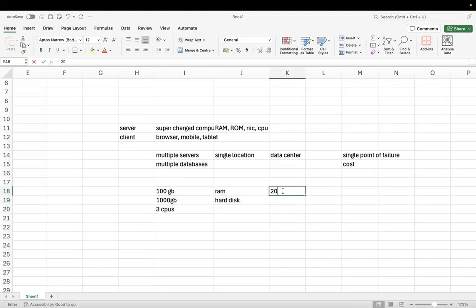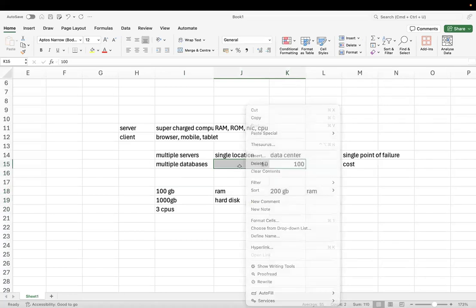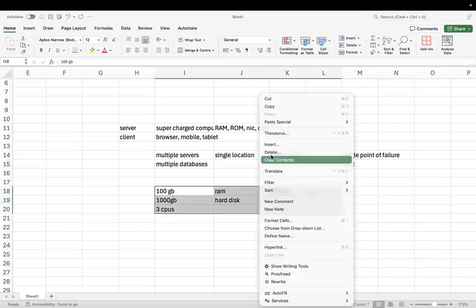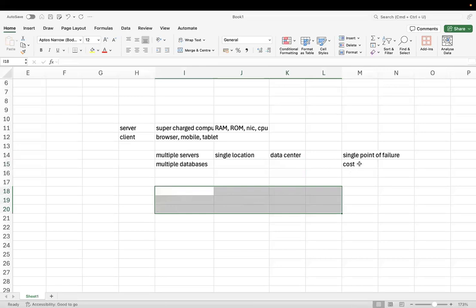Tomorrow the requirement might become 200 GB of RAM, and we need so many databases. Like today, if we are looking at 10 databases, tomorrow we may need 100 databases, right? So it results in an increase of hardware infrastructure, and we will have to start buying the hardware components, right? So that is associated with cost.